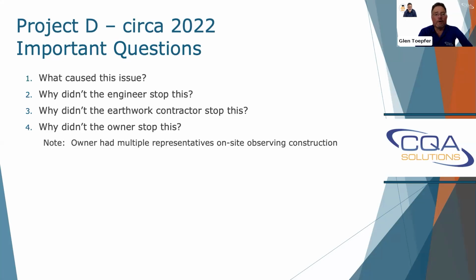So again, the same 4 questions. Number 4, why didn't the owner stop it? And just noteworthy is that the owner had multiple representatives on this site that were actually observing the construction periodically. They were on site going to different construction areas, but they were there and present for that.